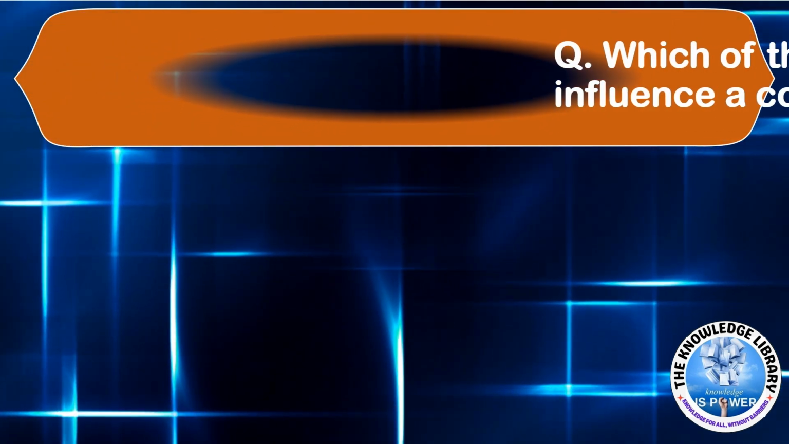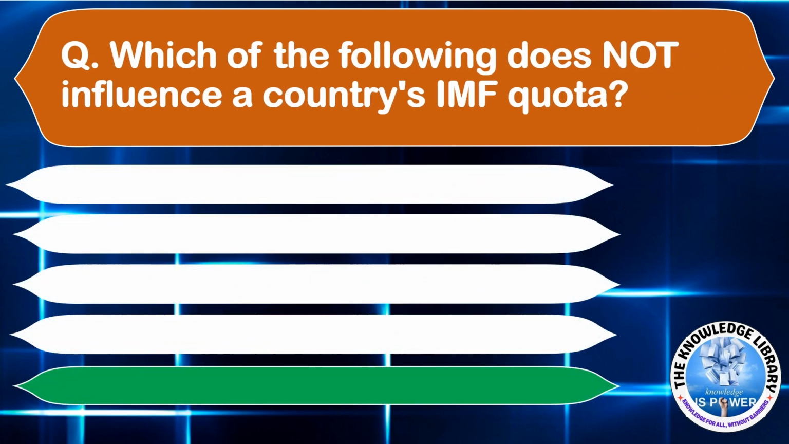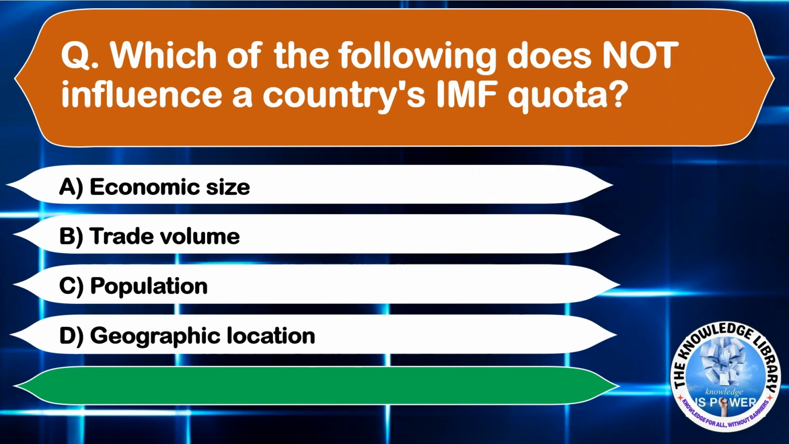Next question is, which of the following does not influence a country's IMF quota? Option A, economic size. Option B, trade volume. Option C, population. Option D, geographic location. Answer is option D, geographic location.